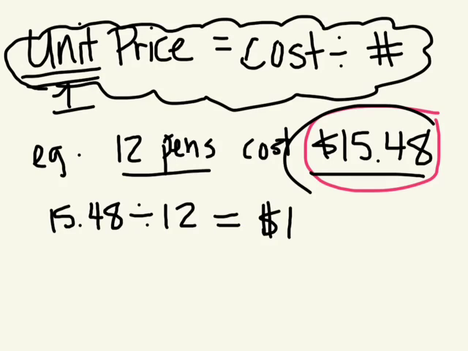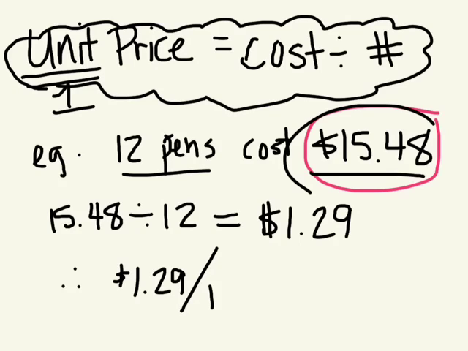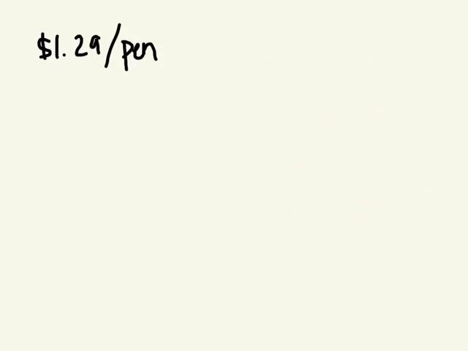So $1.29. Therefore, it's $1.29 per pen. What does this mean? For each one. So it's for one pen. Okay, so we know the cost is $1.29 for each pen.